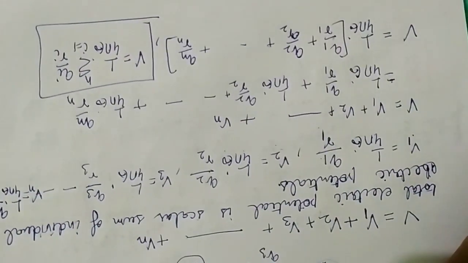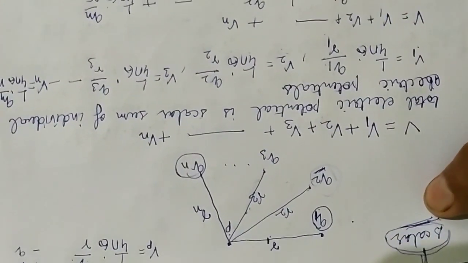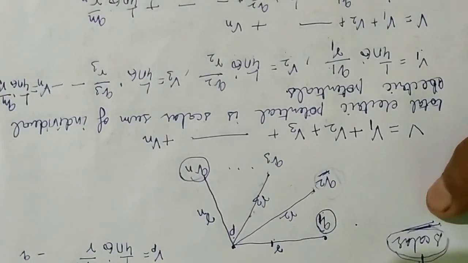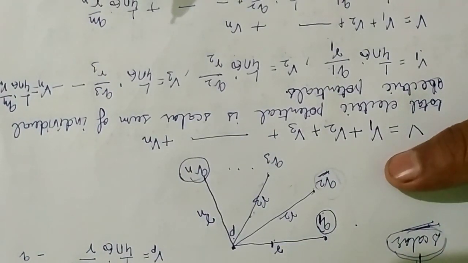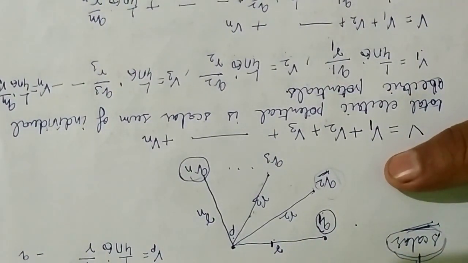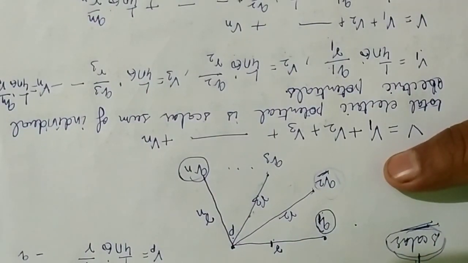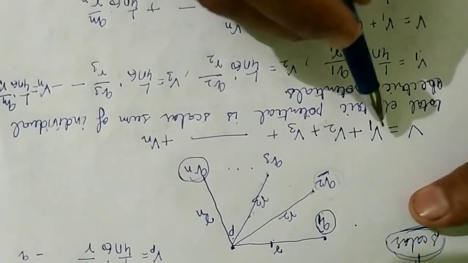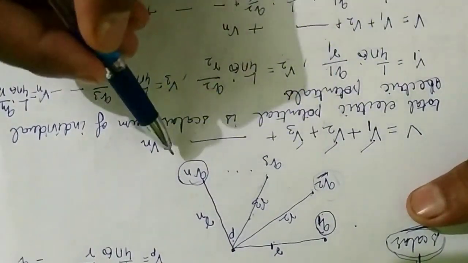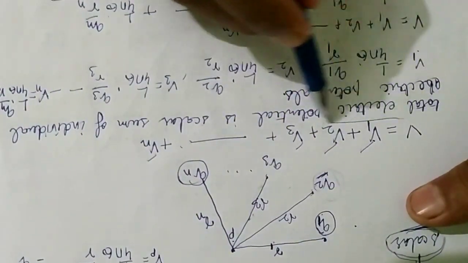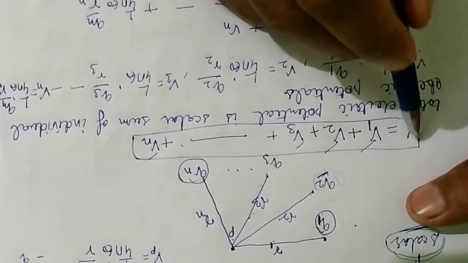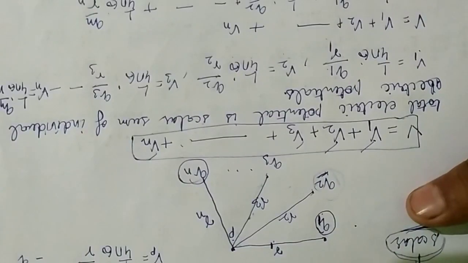From this, we are able to understand that if we have more than one charge, then the electric potential can be calculated by first calculating the individual electric potentials, and then adding them as scalars. So we can find the total electric potential. Let us do one example.